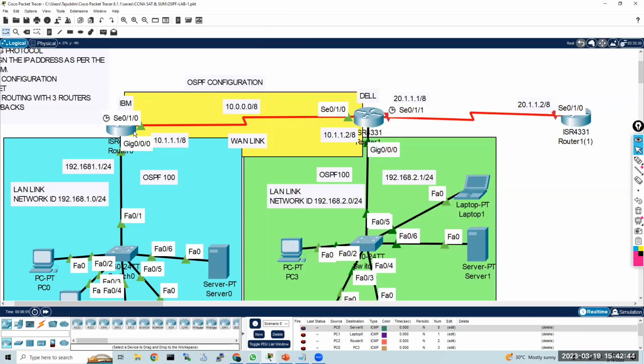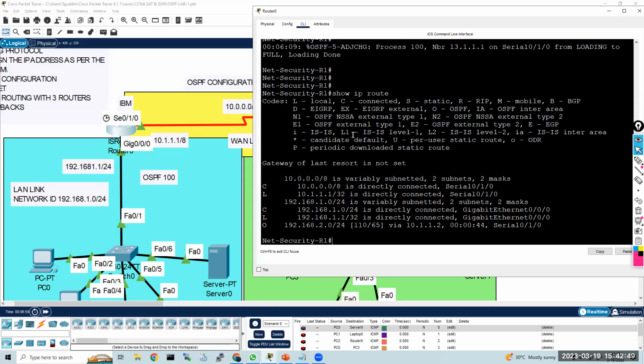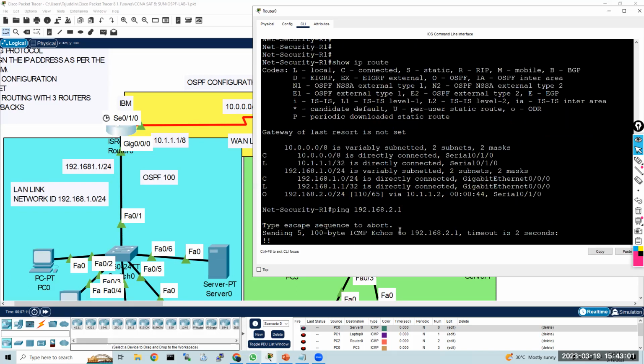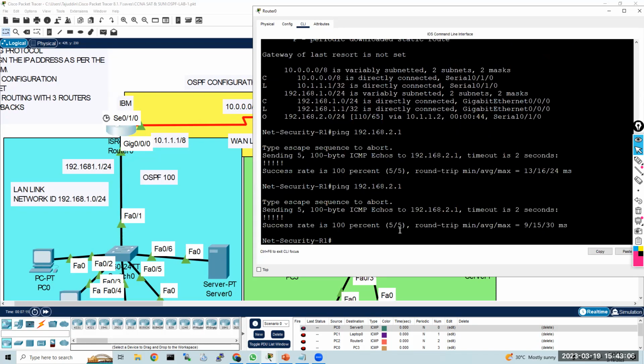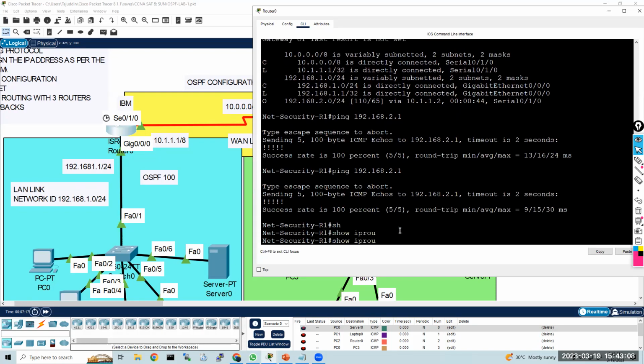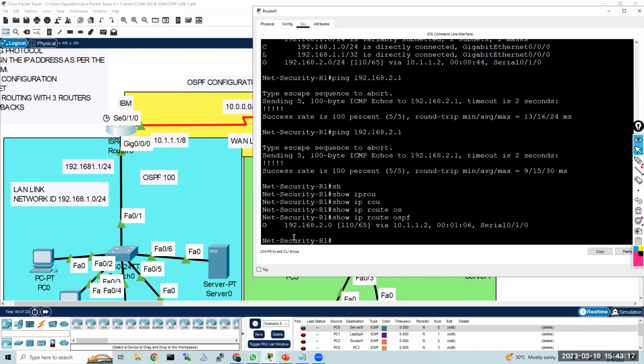Let's check with this router now. Show ip route. Okay, the network has been learned. That is your OSPF. Can you ping that network? 192.168.2.1. Yes, I do have reachability. There are many ways: show ip route, or show ip route ospf, which will show you only the OSPF routes.